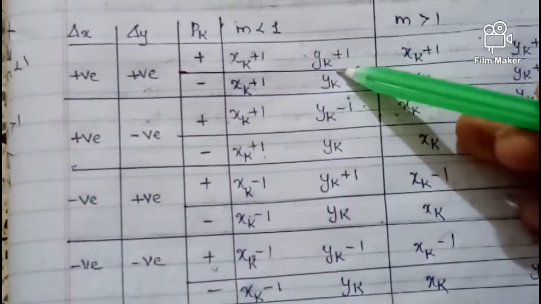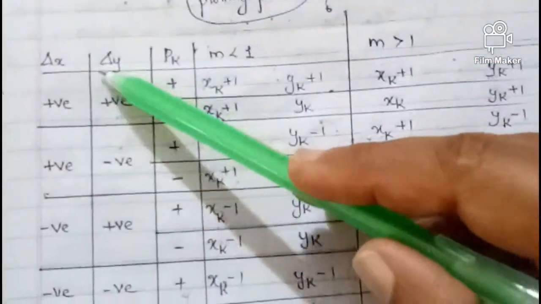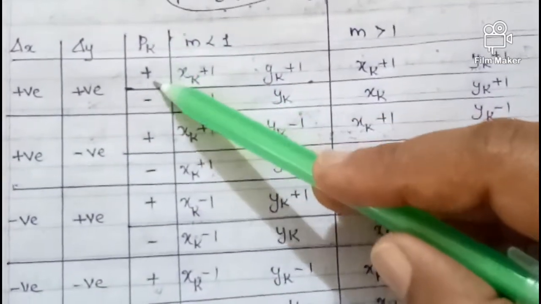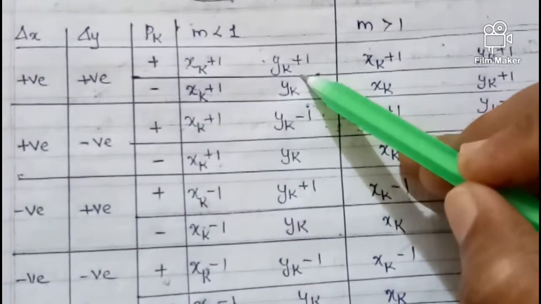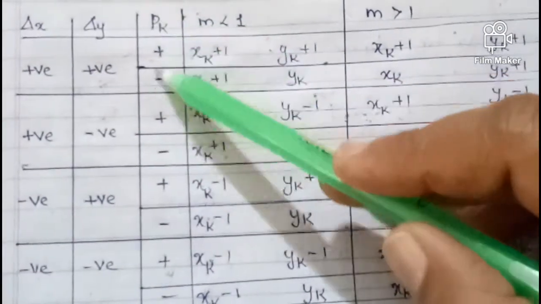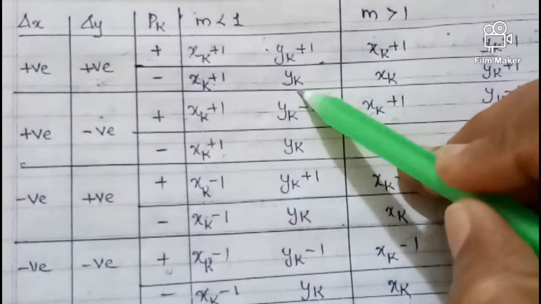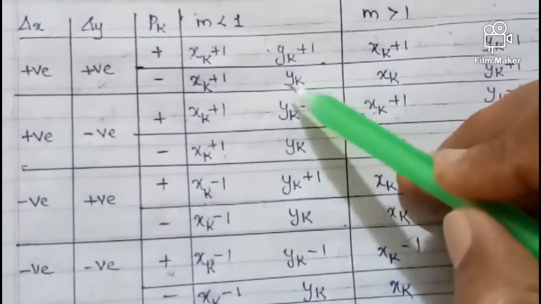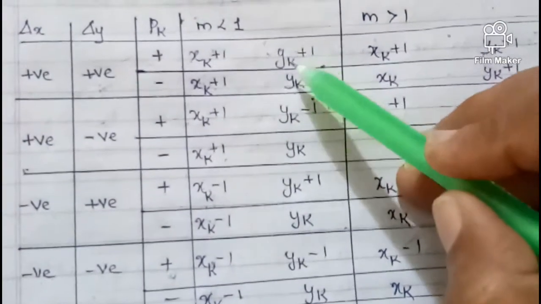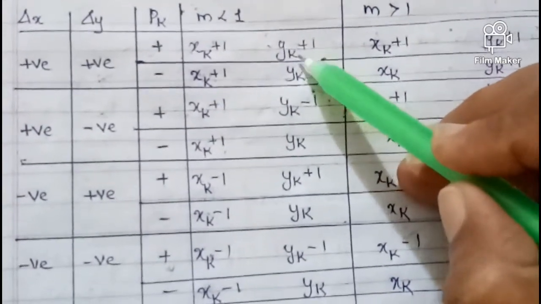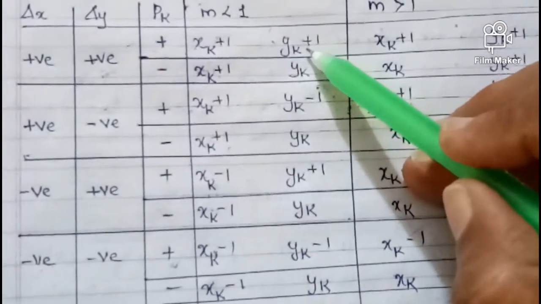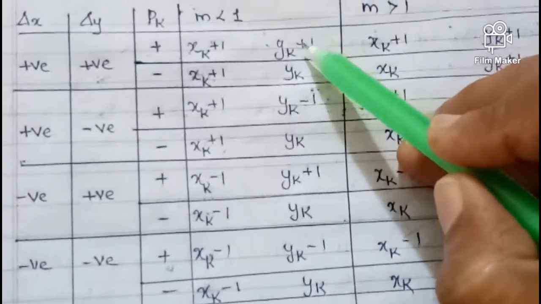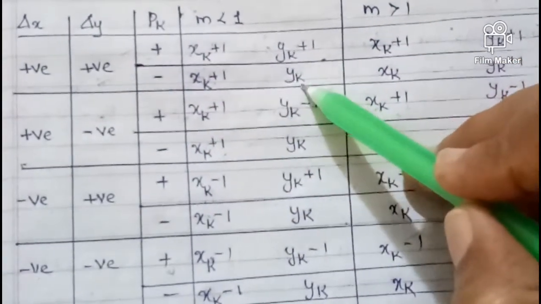What about y? Delta y is positive, which means if pk is positive, y will increment. But when pk is negative, y will not have any change. That is, the next value of y is the current value of y itself. But here the next value of y will be the current value of y plus 1. So changes occur only when pk is positive. When pk is negative, y undergoes no change.